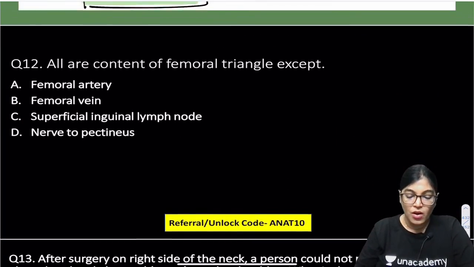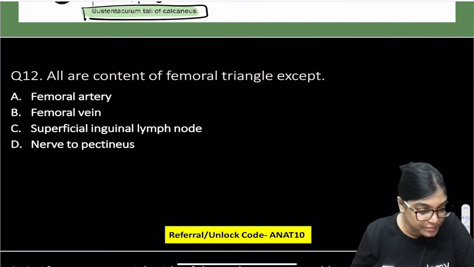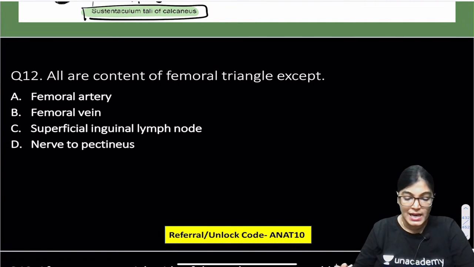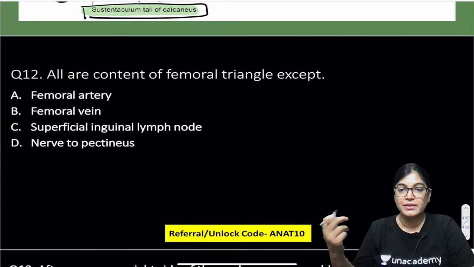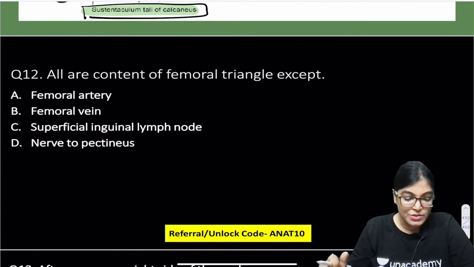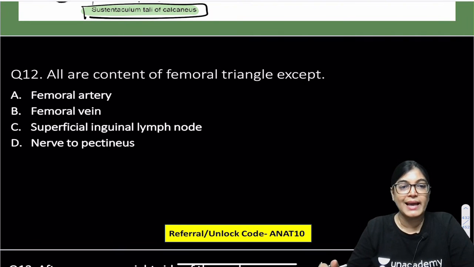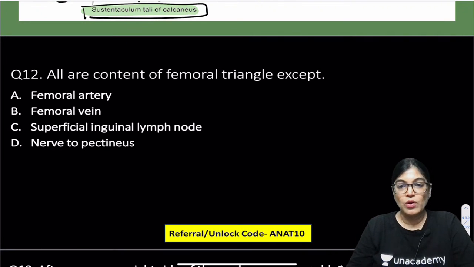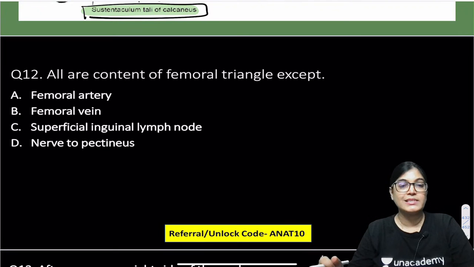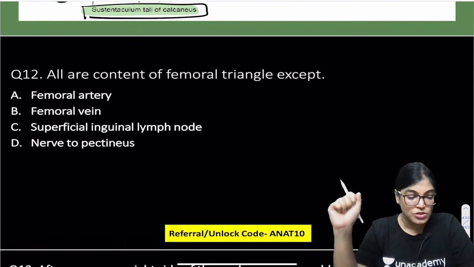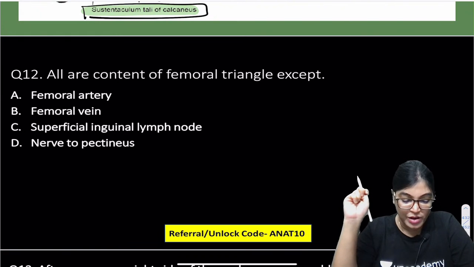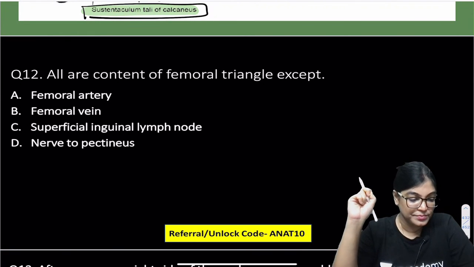Question number 12. All are the contents of the femoral triangle. Yes, Sarans, absolutely right. All are the contents of the femoral triangle except. All of you know the answer. Only the thing is that maybe in a hurry, the mistake has happened. All of the following are the contents of the femoral triangle except: femoral artery, femoral vein, nerve to pectineus, superficial inguinal ligament. All are the contents of the femoral triangle. Please read it rightly. Read the option nicely.